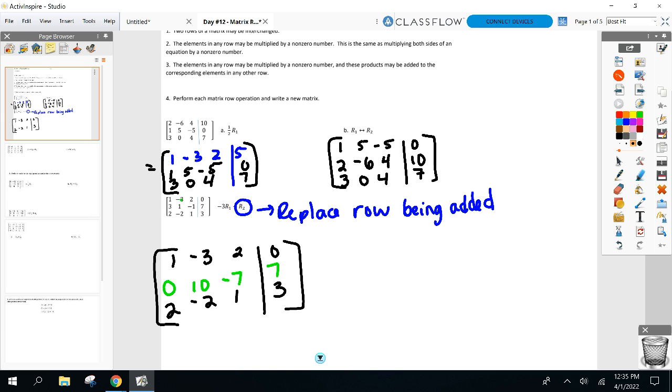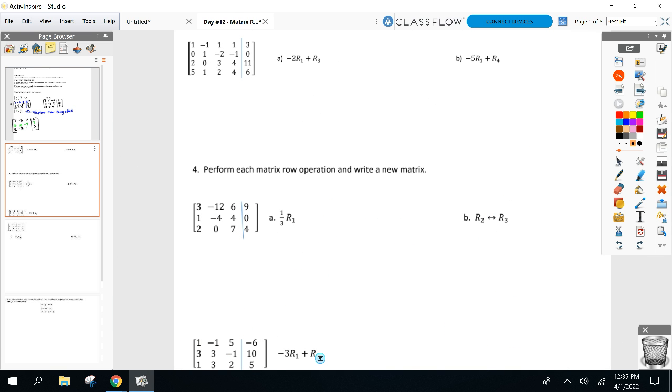Questions here? Going. All right, a couple more and I'll let you go on your own here. Now look, this looks like a huge matrix, and it is, but we're only replacing what row? Row 3. That's it. We're only going to replace row 3 here. So if you want, just write down rows 1, 2, and 4. That's my go-to.